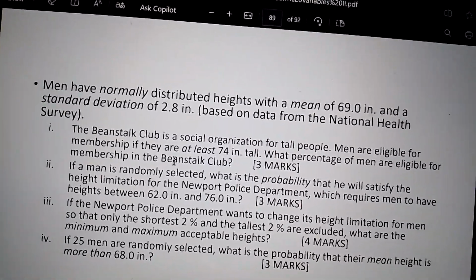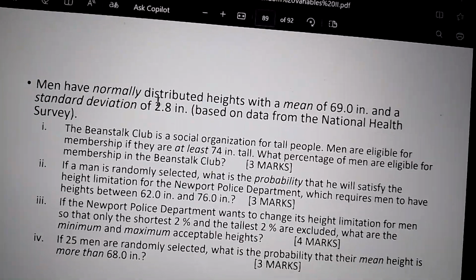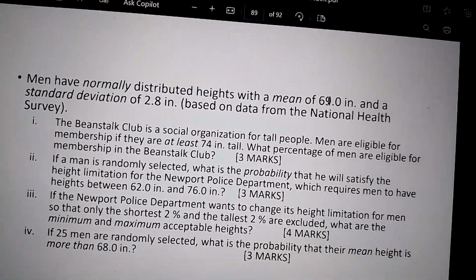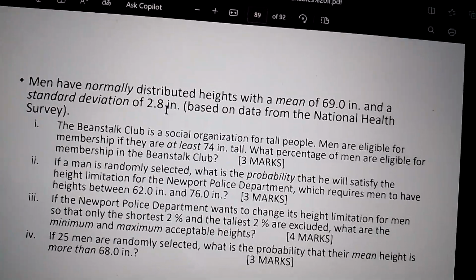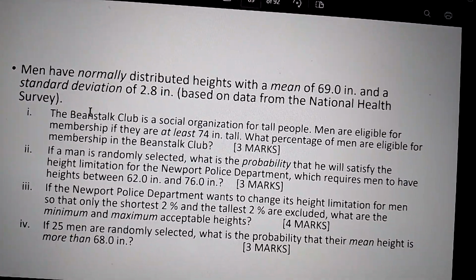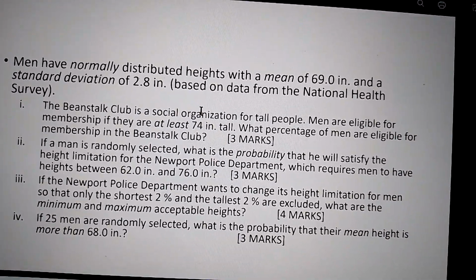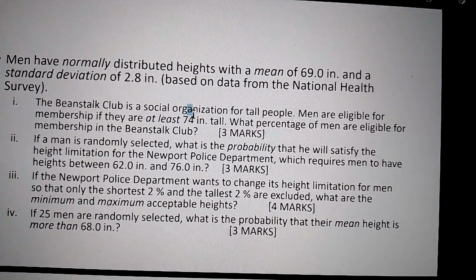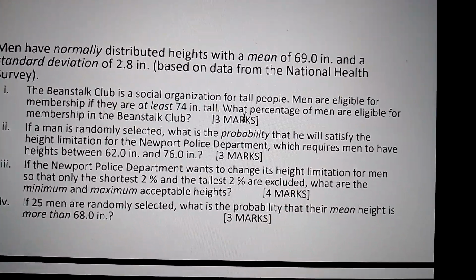I think we'll skip most of the question because this is part of it. It says that men's heights are normally distributed, so the mean height is 69 inches, and the standard deviation is 2.8 inches. Now there is a club that has a height requirement of at least 74. So what's the percentage of men who can join such a team?